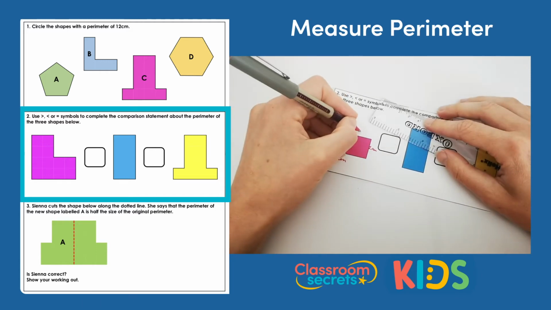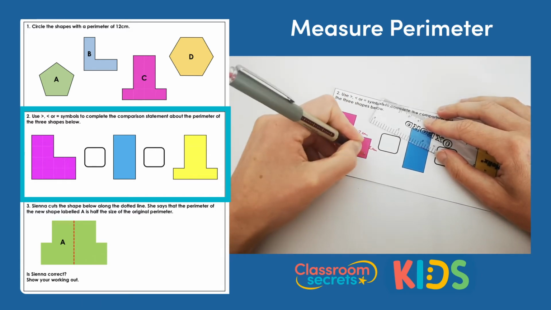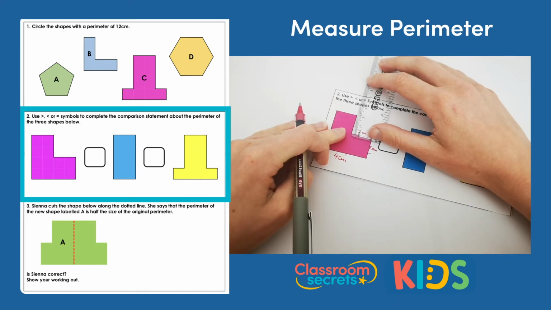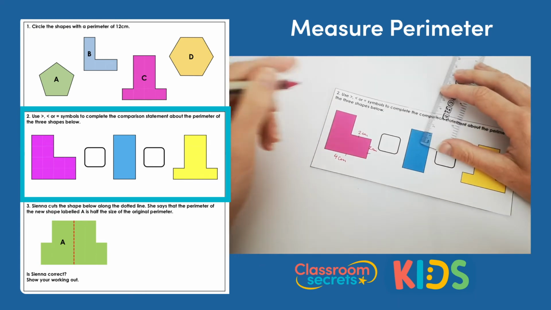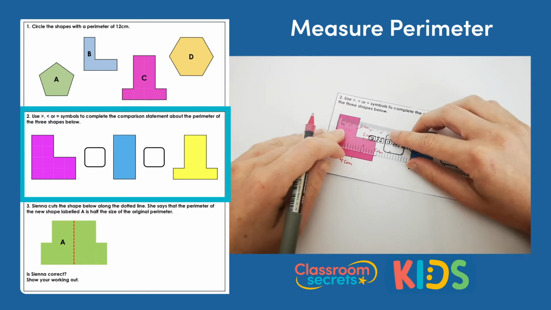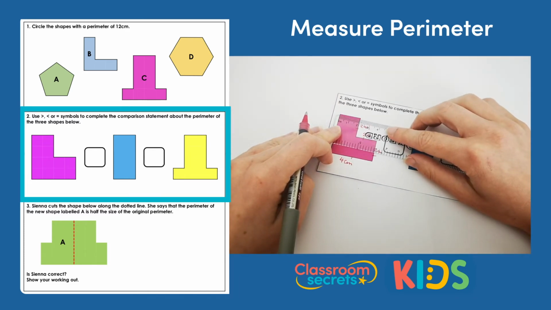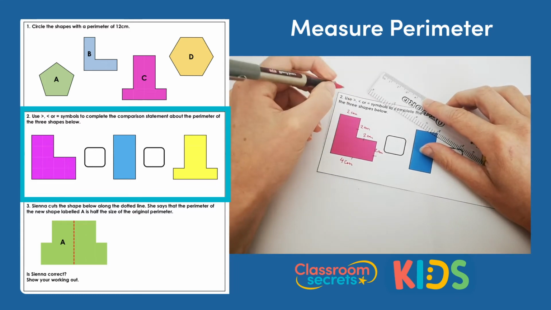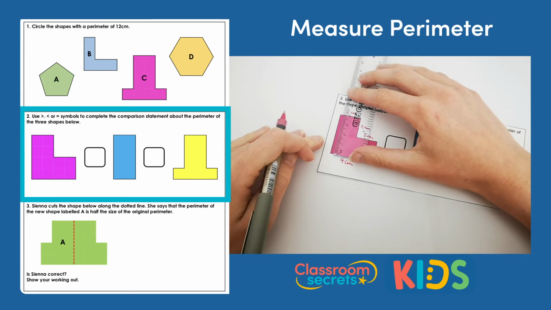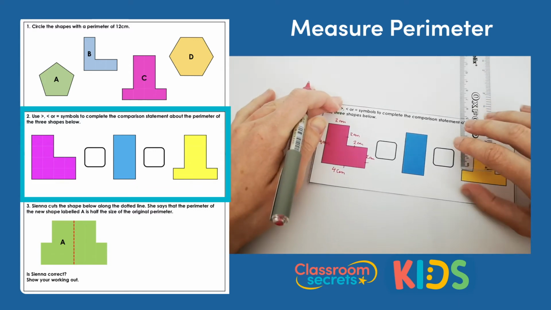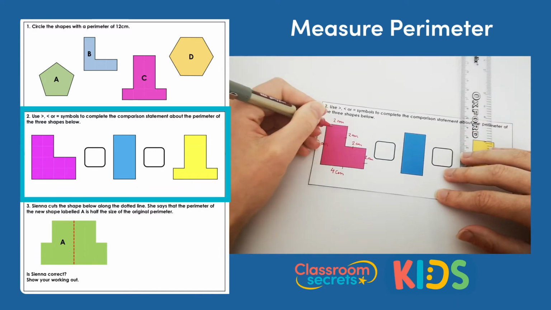I can see that is 2 centimetres. I've got that one and that one so far. That's 2 centimetres. That's 2. And that's 4 centimetres. So let's add all that together then. Let's just make sure I've done every side.